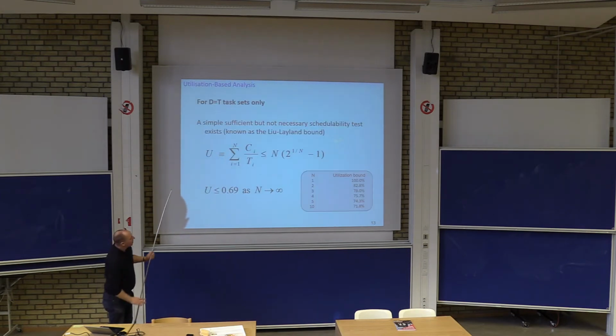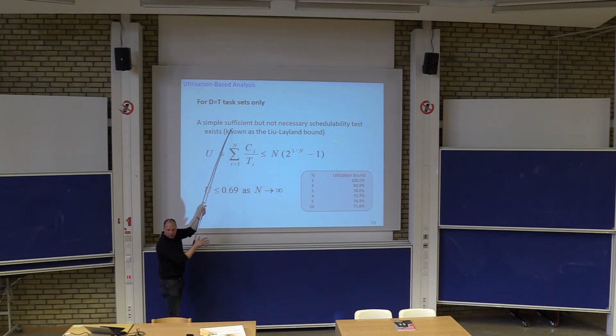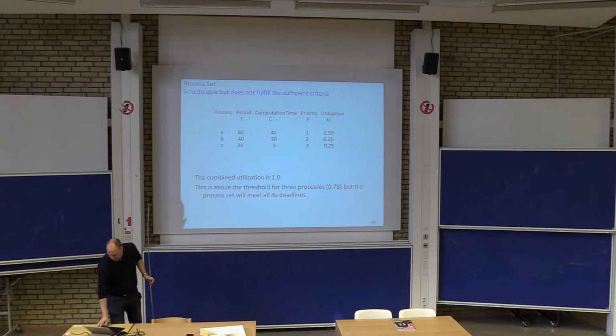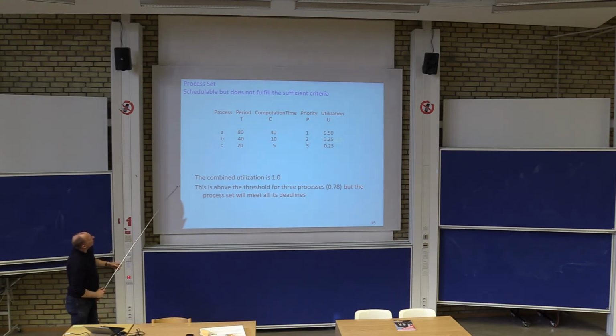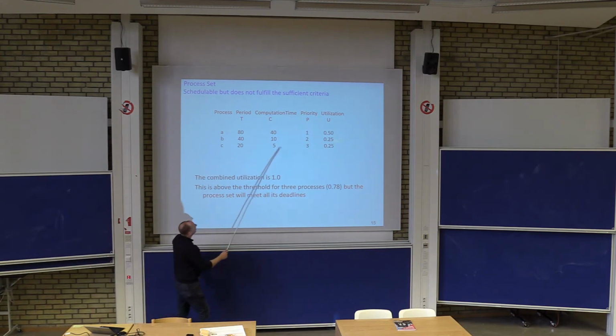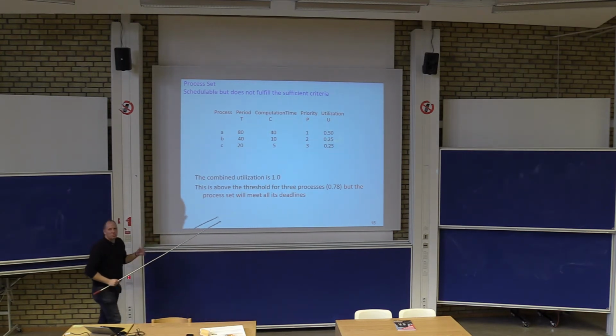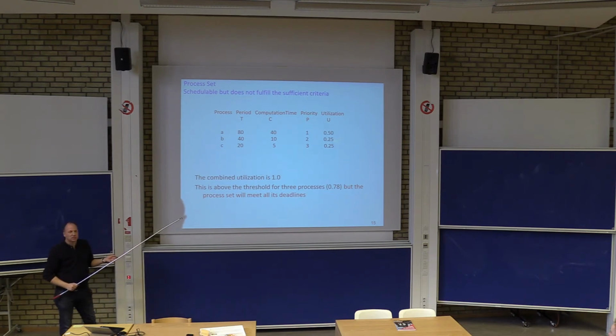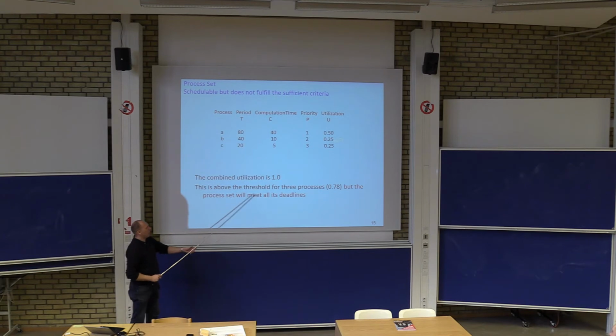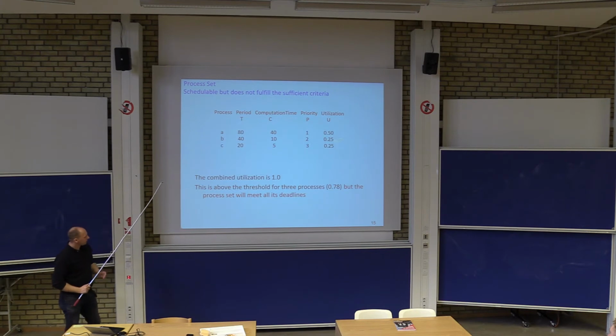But remember again, this was a sufficient criteria, so we know if it's fulfilled, then we will meet the deadline, but it was not strictly necessary. So we will give an example of that. Here we have 3 different tasks, and utilization is 50% for task A, 25% for task B, and 25% for task C. So the combined utilization is 100%, which is above the threshold that we computed with the Liu-Layland criteria, which was 78%.